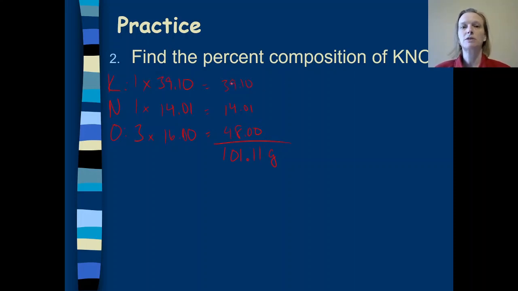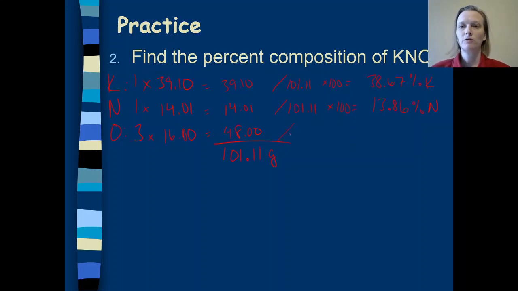So to find the percent composition of potassium, I just need to take the mass that is potassium divided by the total mass and multiply times 100. And that gives me a value of 38.67% potassium. I can follow the same procedure to figure out the percent composition of nitrogen. 14.01 divided by 101.11 times 100 gives me a percent composition of 13.86% nitrogen.